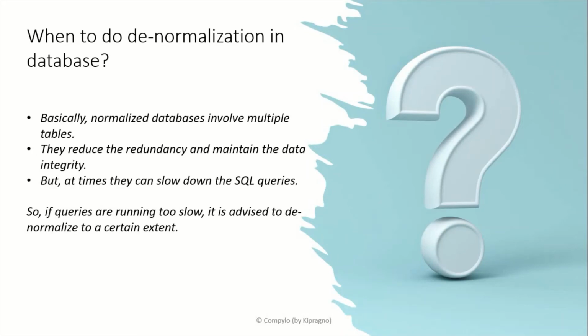When to do denormalization in database? Basically, normalized databases involve multiple tables. They reduce the redundancy and maintain the data integrity. But at times, they can slow down the SQL queries. So, if queries are running too slow, it is advised to denormalize to a certain extent.